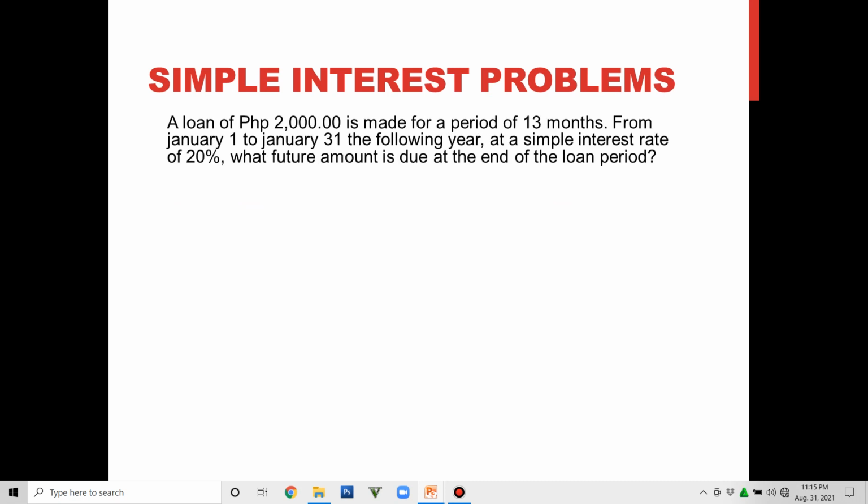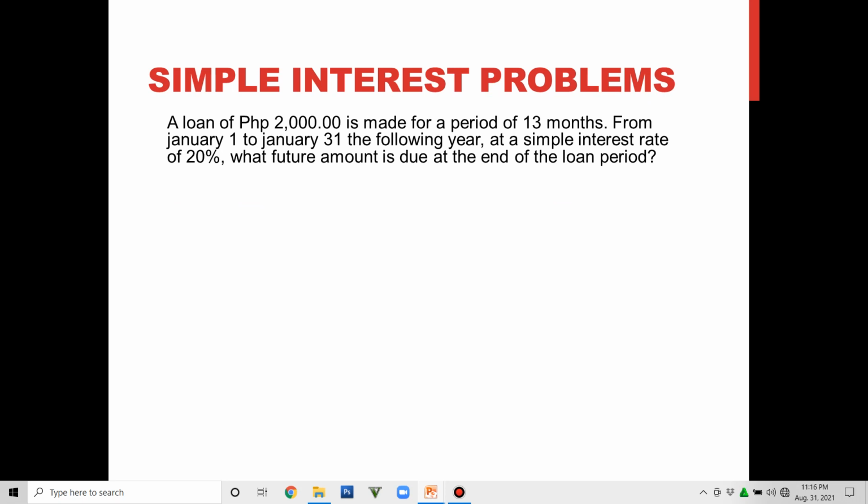So next problem. A loan of 2,000 pesos is made for a period of 13 months from January 1 to 31 the following year. At a simple interest rate of 20%, what future amount is due at the end of the loan period? So this problem is quite tricky because naglagay siya ng date, ano? Pero hindi siya naglagay ng year. Sabi niya lang the following year. Ngayon 13 months yun. Kasi sumobra ng 30 days from January 1 last year.